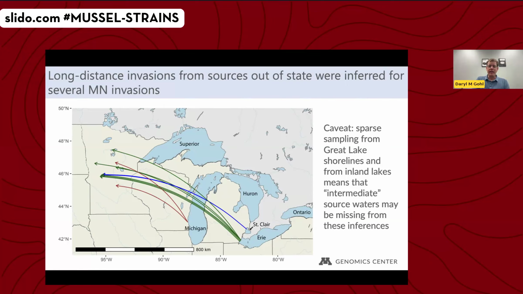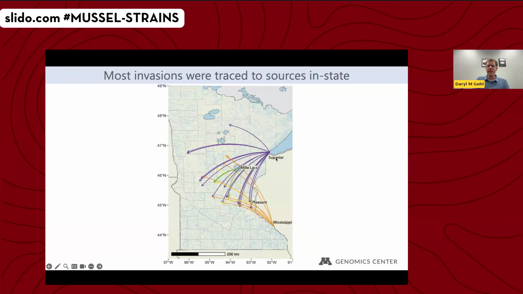And then we actually see the majority of the early invasions in Minnesota came out of either Lake Superior or the Mississippi River. And I'll just note that these are all shown as a particular point in the Mississippi River. We've sampled mussels from throughout the Mississippi, and they're not really differentiated from one another. So these mussels didn't necessarily come from southern Minnesota. They could have come from anywhere along the length of the Mississippi.